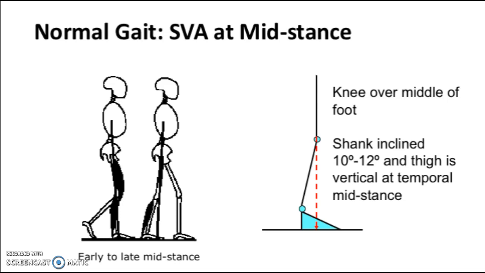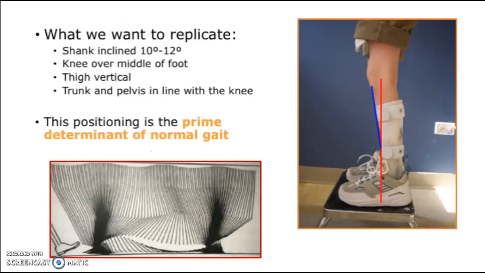So let's remind ourselves, what is a normal shank to vertical angle at temporal midstance? It is 10 to 12 degrees inclined, and the knee should be over the center of the foot, not over the heel or over the toes, and the thigh should be vertical. So this is what we want to replicate in our patients.